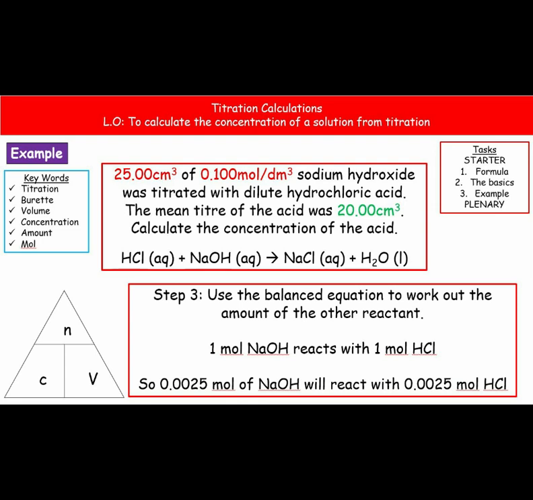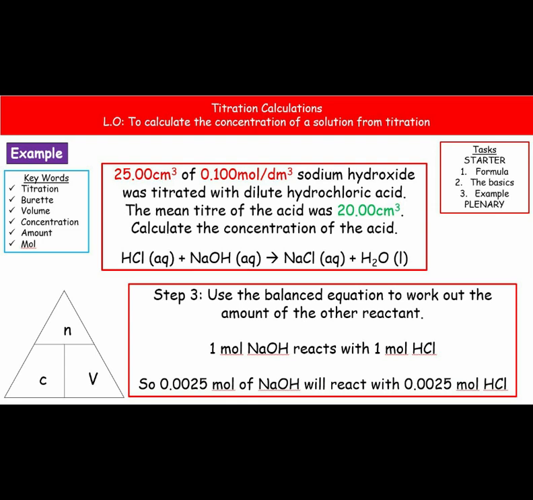Now, we've just worked out that actually we had 0.0025 moles of our sodium hydroxide. So applying that same idea of proportion, then we must have 0.0025 moles of hydrochloric acid. Because if 1 mole reacts with 1 mole, 0.0025 moles must react with 0.0025 moles. So we're just matching here.